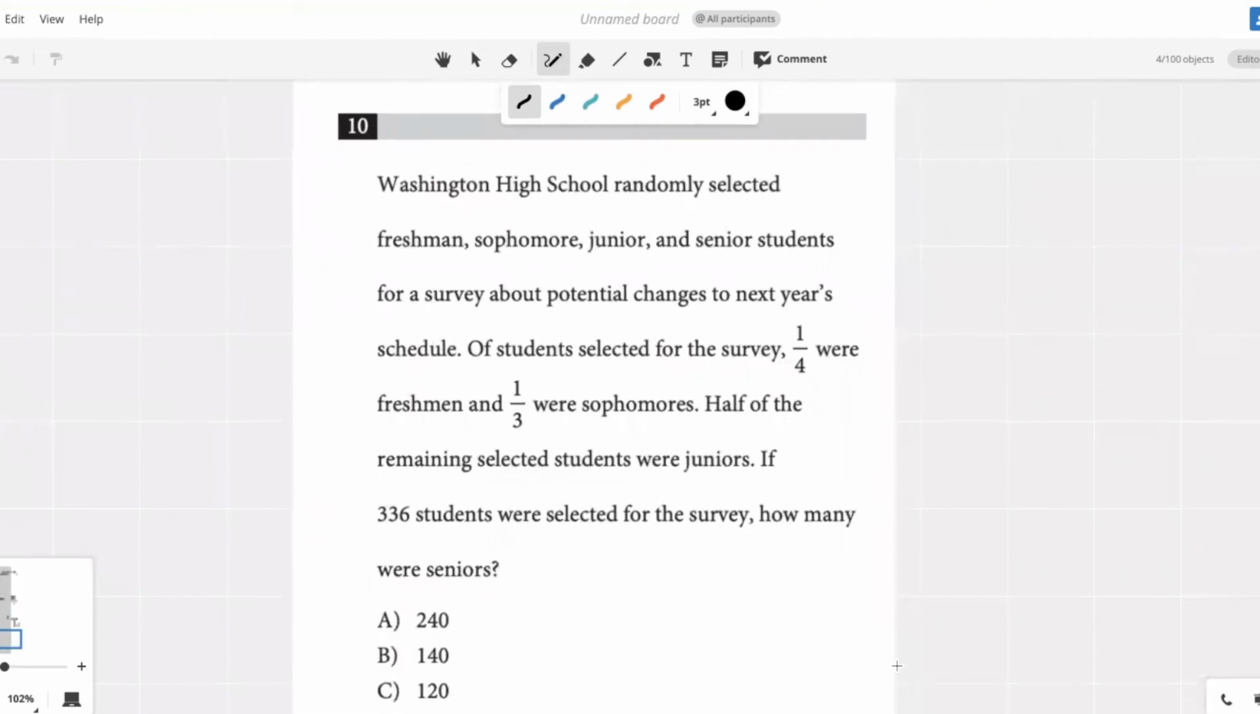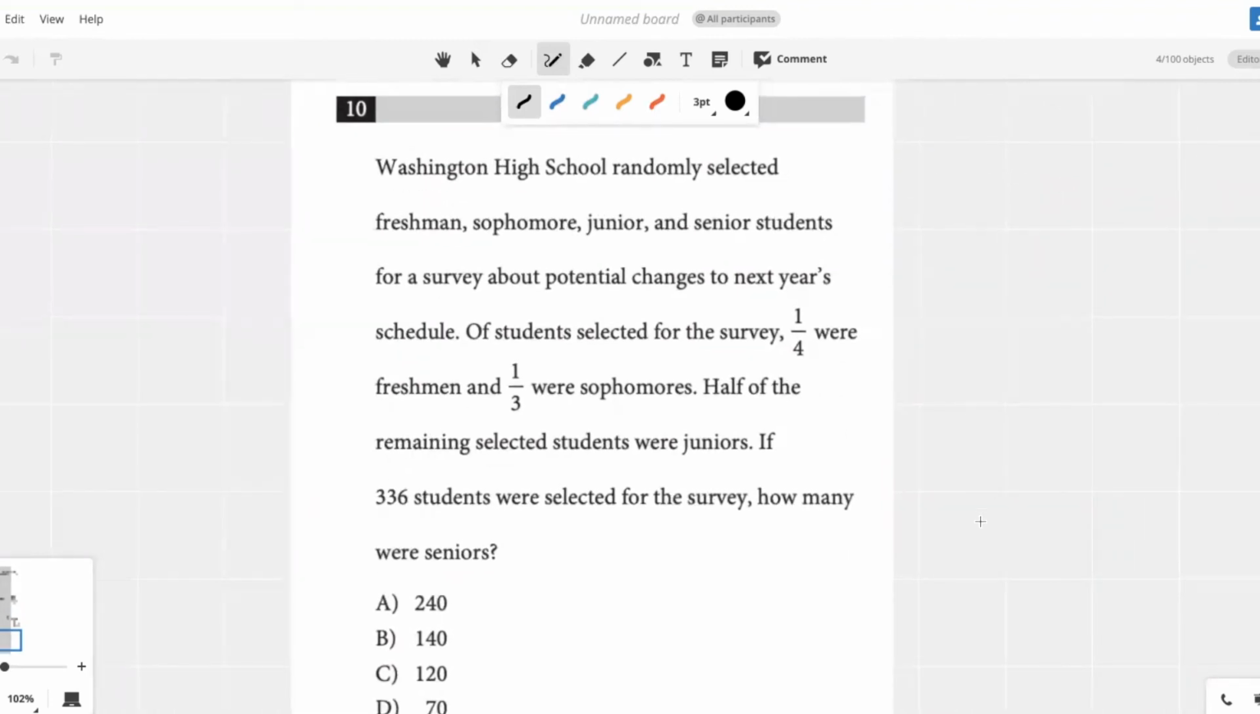Washington High School randomly selects freshmen, sophomore, junior, and senior students for a survey about potential changes to next year's schedule. Of students selected for the survey, 1/4 were freshmen and 1/3 were sophomores. Half of the remaining selected students were juniors. If 336 students were selected for the survey, how many were seniors?